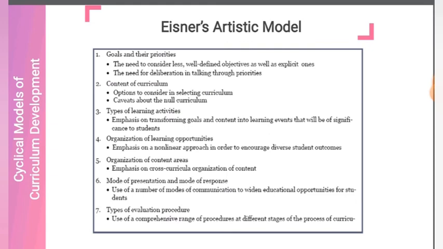Next is the organization of content areas. He contended that curriculum content should be organized and integrated in different ways, and then the mode of presentation and response. Eisner suggested using different strategies and methods to engage the students in meaningful learning. And lastly, the evaluation procedure, which is not the final step of curriculum development, but rather something that pervades the entire curriculum development process.